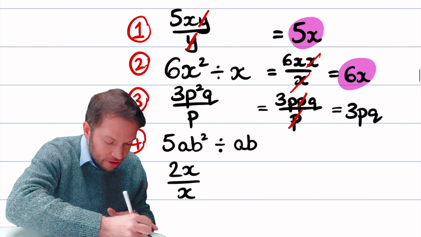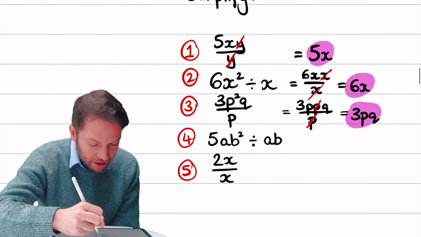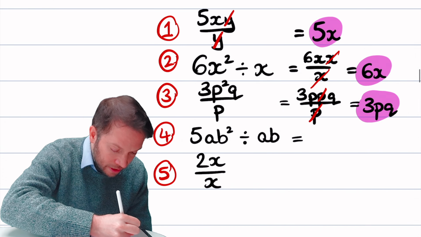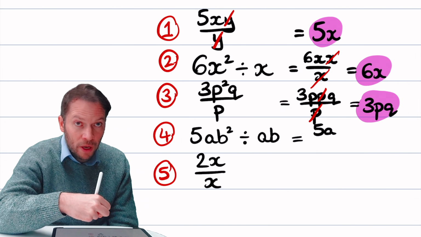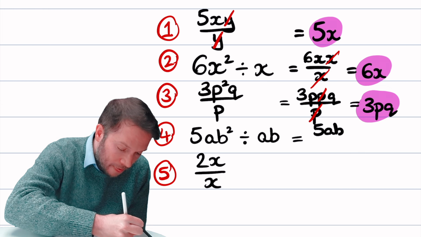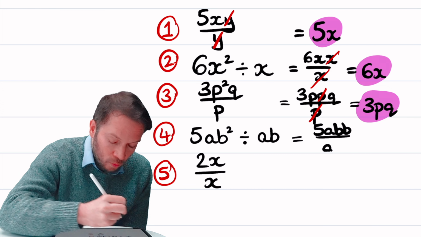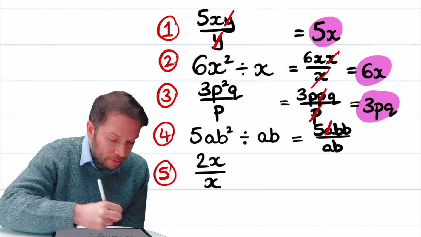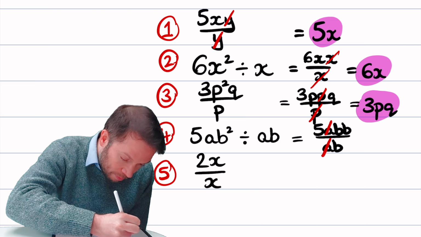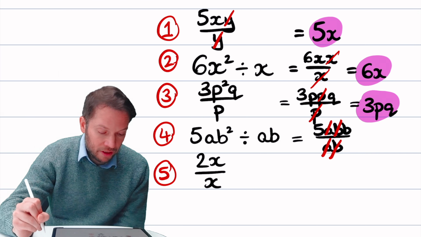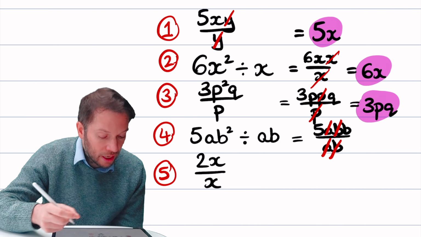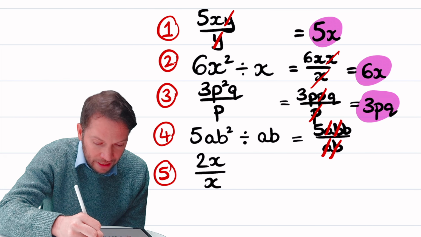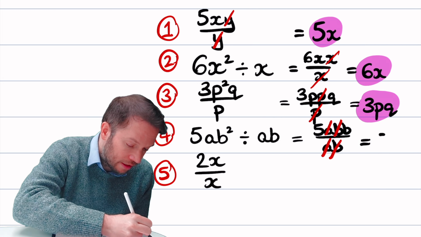What have we got next? Well, we've got 5ab squared divided by ab. Let's write it as a fraction again, just to make it easier to cancel stuff. So 5ab squared means b times b, or bb, over ab. What cancels this time? Well, we can get rid of a at the top and the bottom, and we can get rid of one of the b's at the top and the bottom. The b divided by b cancels, the a divided by a cancels because they just become 1. And we're left with 5b, aren't we? Everything else has been cancelled out, so we get 5b as the final answer.